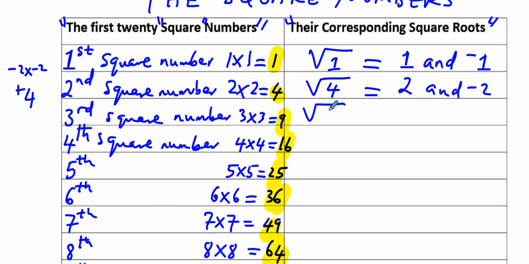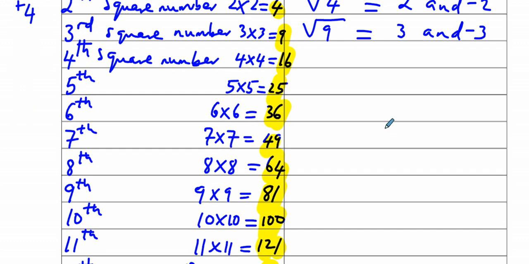How about the square root of 9? Same thing. It should be 3 and -3. These are two square roots. So for every single number, we have only two square roots.